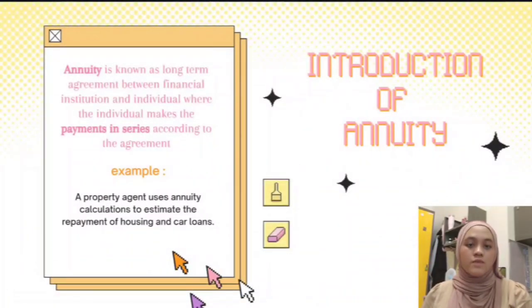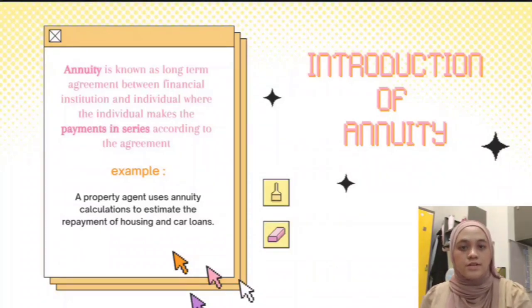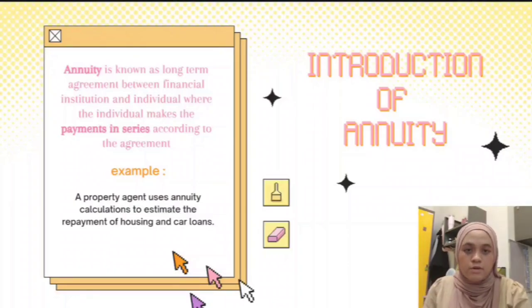The introduction of annuity. Annuity is known as a long-term agreement between a financial institution and an individual, where the individual makes payments in series according to the agreement. For example, a property agent uses annuity calculation to estimate the repayment of housing and car loans.